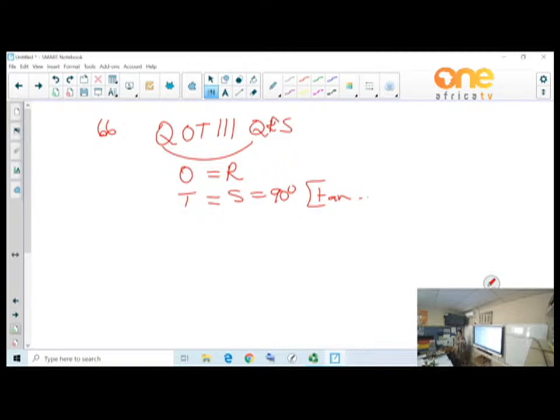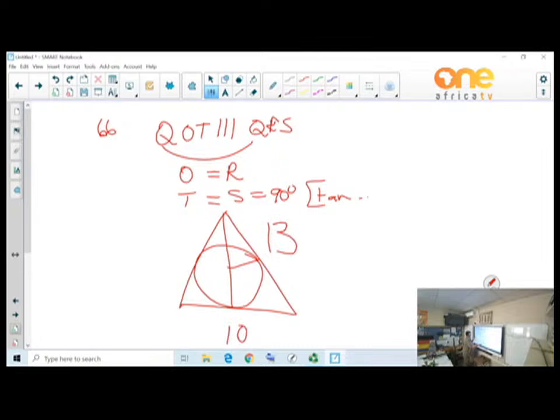Now, hence means I need to use similarity. But let's first look at this picture. What is equal to what? There's a circle inside. I hope you can remember what we did because we did this question. This one is 13. This one is 10. So this one can be 5 here because this is the midpoint. Now, what I want to know is the length of this one and this one?